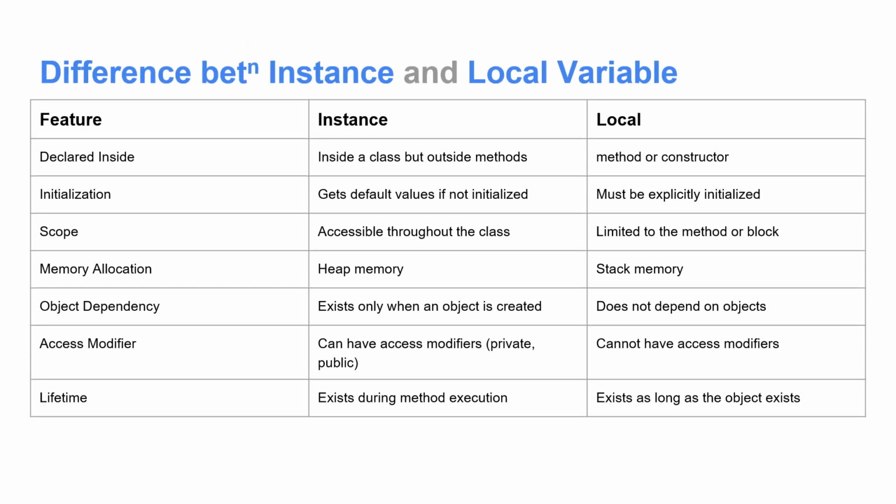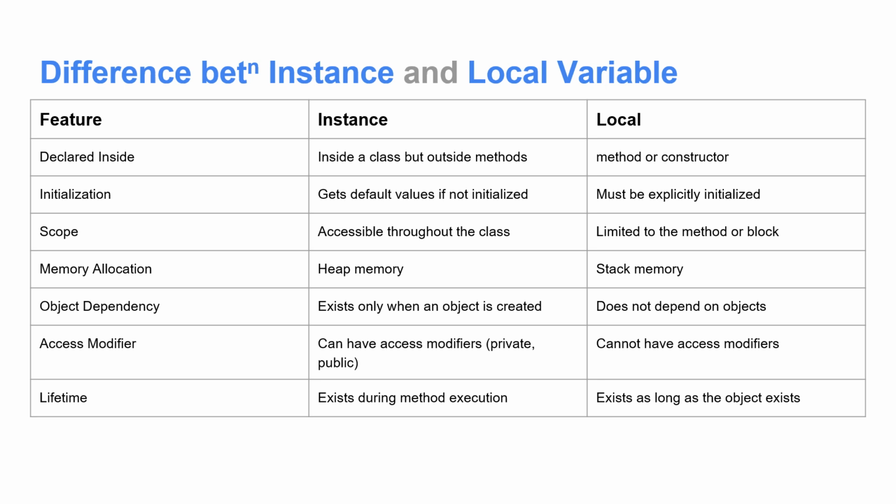Difference between local and instance variables. Local variables are declared inside methods or constructors, and must be explicitly initialized. Their scope is limited to that method, and they are stored in the stack. They don't depend on objects, and you can't use access modifiers with them. They only exist while the method is running.